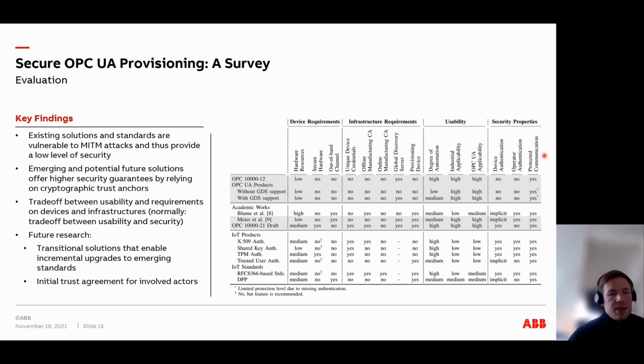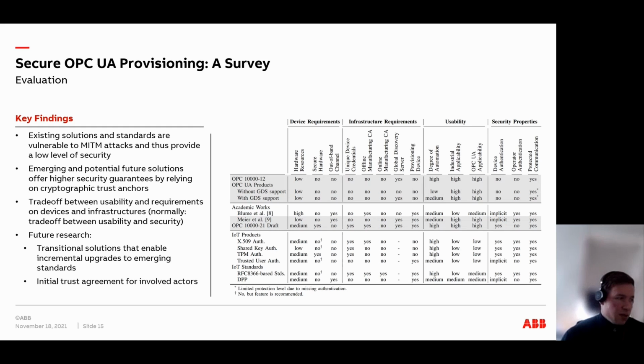And what we found out is that, as said, existing solutions provide an insufficient level of security. Emerging solutions provide much higher security guarantees and usability, basically by relying on cryptographic trust anchors. However, shifting the effort a bit more to the manufacturers. In general, there's no solution that is completely superior to all other solutions. All have their pros and cons, and typically, there is a trade-off between usability on the one hand and, on the other hand, requirements on devices and infrastructure.